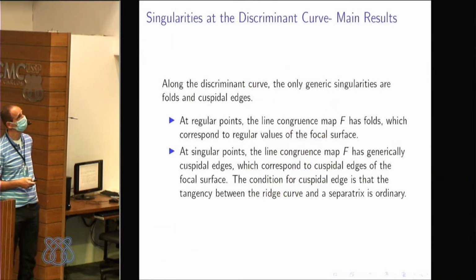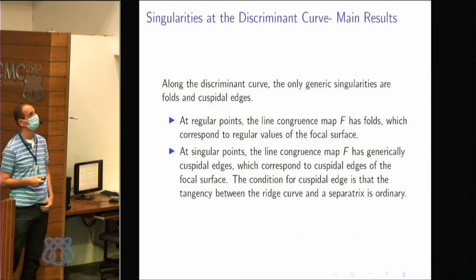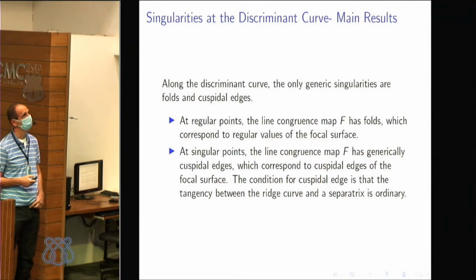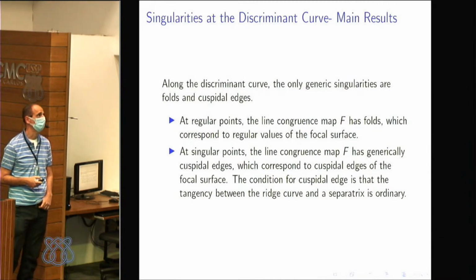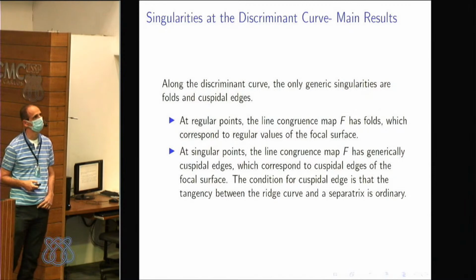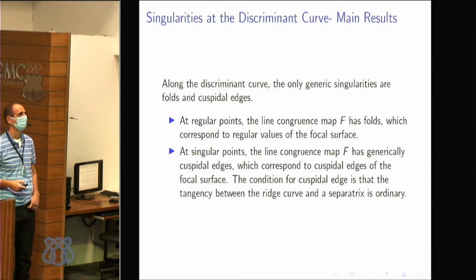So the main results of our work are the following. Along the discriminant curve, the only generic singularities are folds and cuspidal edges. At regular points, the line congruence map has folds, which correspond to regular values of the focal surface. At singular points, the line congruence map has generic cuspidal edges which correspond to cuspidal edges of the focal surface. The condition for a cuspidal edge is that the tangency between the ridge curve and the separatrix is ordinary.